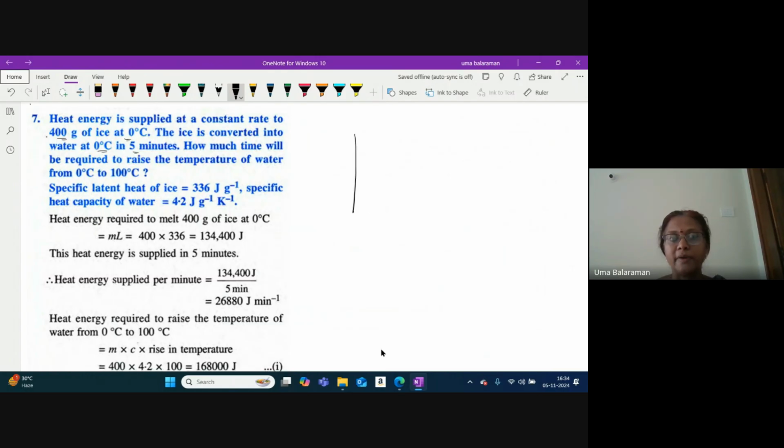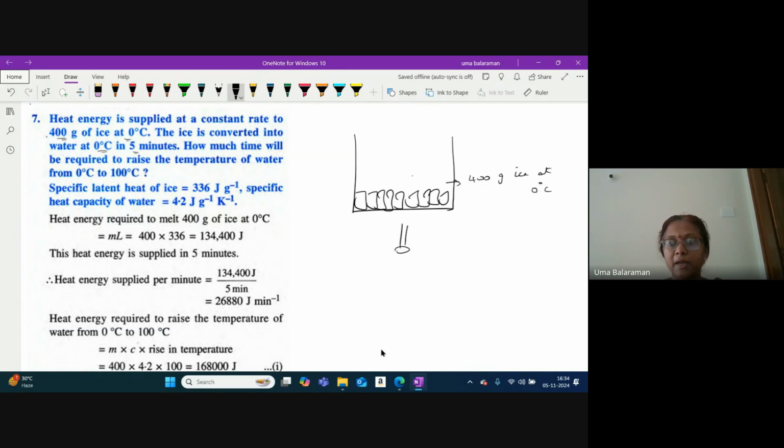Okay, so you have taken a beaker full of water, 400 gram of ice at 0 degrees Celsius. Ice can be -3, -4 also. So watch out what is the temperature given. So this is the ice cubes.